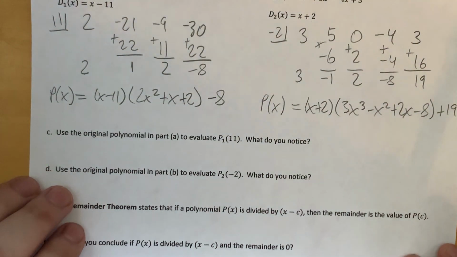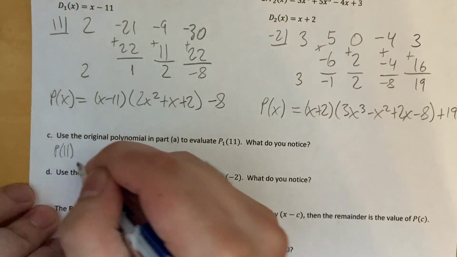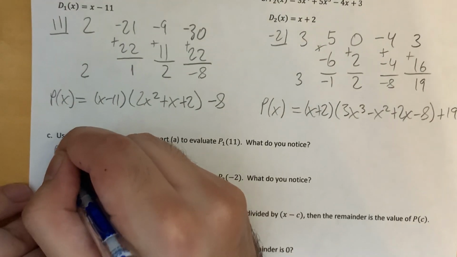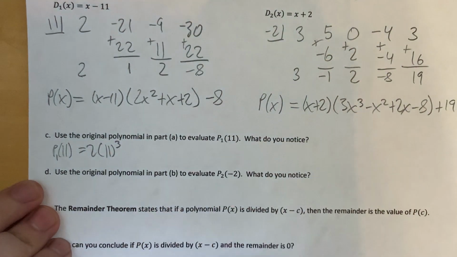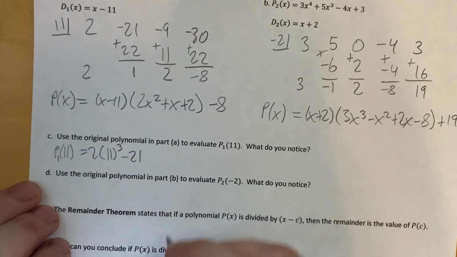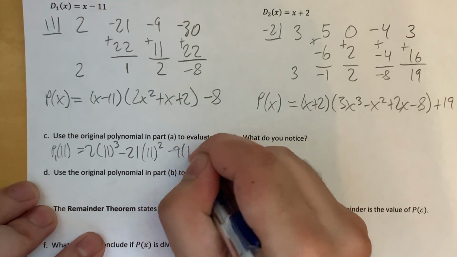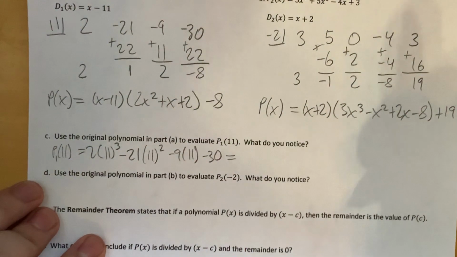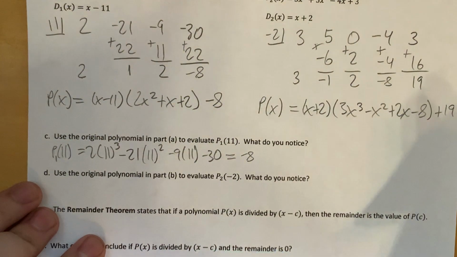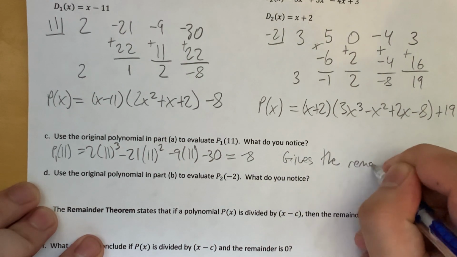So let's solve for C. Use the original polynomial from part A to evaluate P of 11. What do you notice for the first function? So if we plug in P of 11, some of you guys can already see it. P of 11 equals 2 times 11 cubed, because we're using the original, not what we found, minus 21 times 11 squared, minus 9 times 11, minus 30. What does it equal? Negative 8. What do you notice? It gave us the remainder.